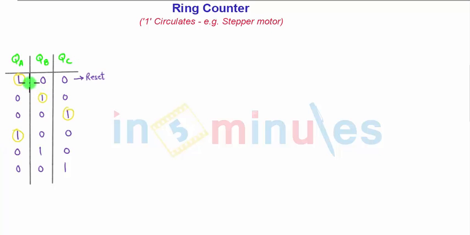So the path is actually like this. The first cycle is 100, that is nothing but the reset state. For the second it will be 010, third will be 001, and fourth again it will go to the first state, and the cycle continues in this manner. If you want to reset the circuit, it will go to the 100 state.